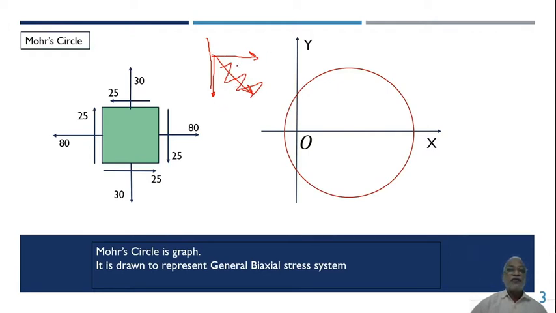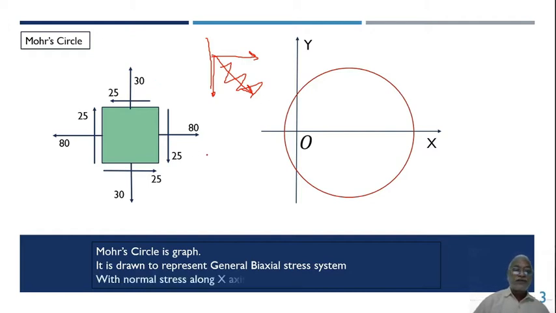And if you have only normal stress, shear stress will be 0, or only shear stress, normal stress will be 0. That's why the general way of representing stress is, rather than putting it as an incline, a component normal and a component tangential. So this represents a general biaxial stress system.